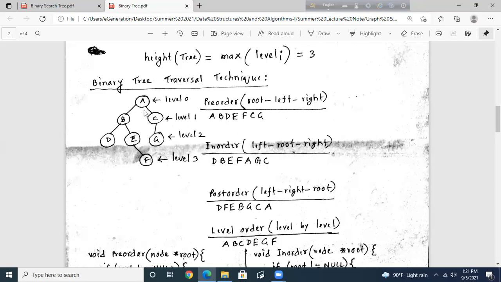So our traversal is complete because root is A, left of A is complete, and right of A is complete. So left and right, both sides are complete. So dear student, pre-order, any problem? If any problem in pre-order, please ask the question.